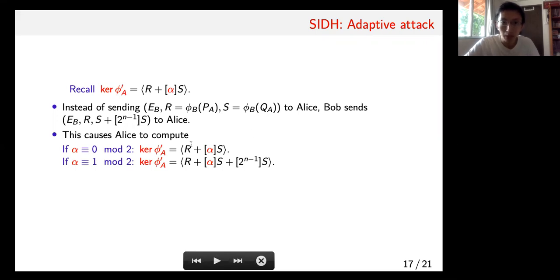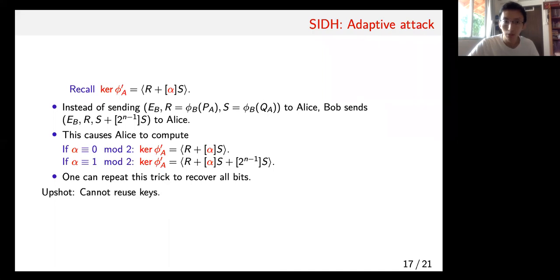And since this is the original, right, this is phi B PA, phi B QA, this is going to be EAB. And so if I try to communicate with Alice using EAB, and the communication passes, this means that I know that alpha is even. If I don't manage to communicate with her, then alpha is odd. So I've recovered one bit using this sequence of steps. So repeating this, I can also learn the second bit, the third bit, and eventually all of the bits. So the upshot for this is that you cannot reuse static keys. This is going to be very bad because of this attack.